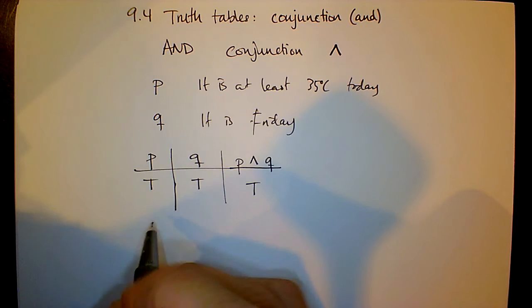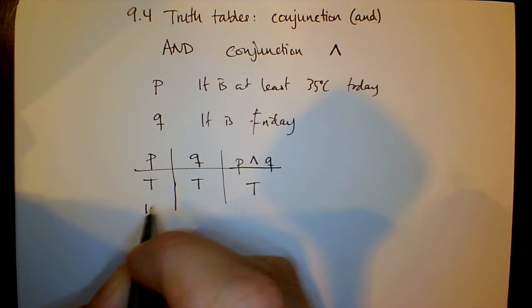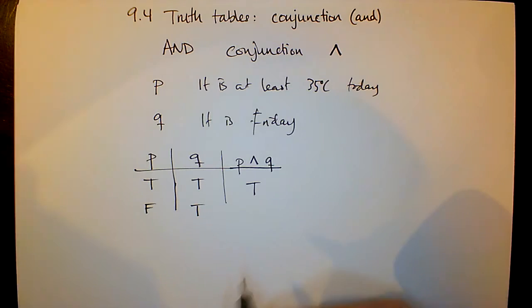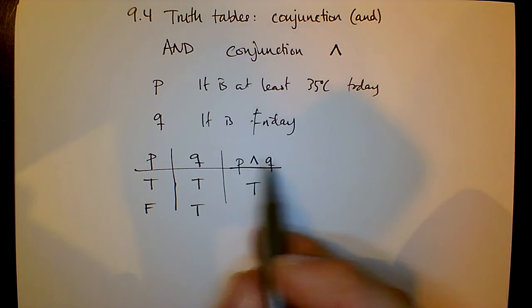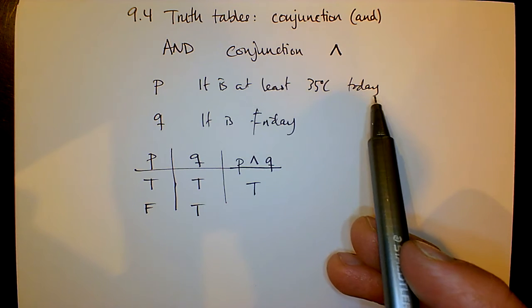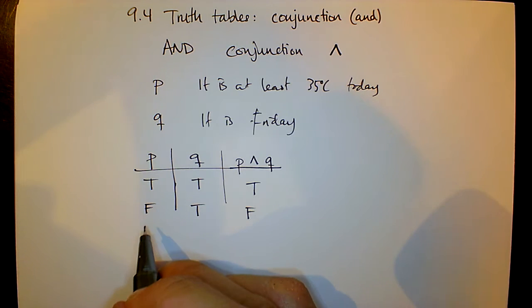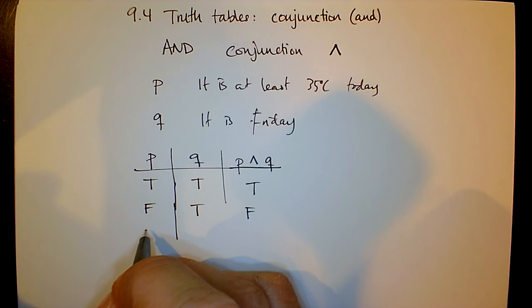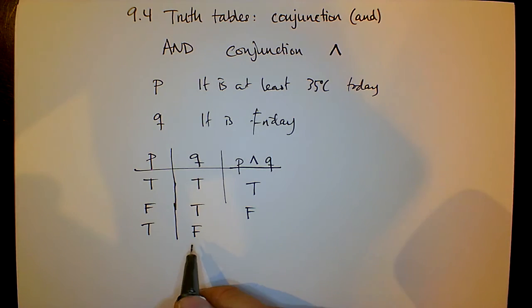If, on the other hand, it is not at least 35 degrees Celsius today, so P is false, but it is a Friday, so Q is still true, then the conjunction of them, it is at least 35 degrees Celsius today and it is Friday, cannot be true because it is not 35 degrees Celsius today. So that's false. And then let's say it's at least 35 degrees Celsius today, but it's not Friday. So then P is true and Q is false.